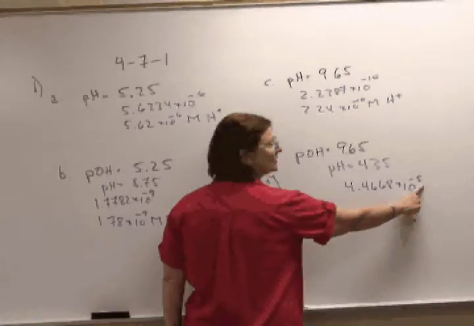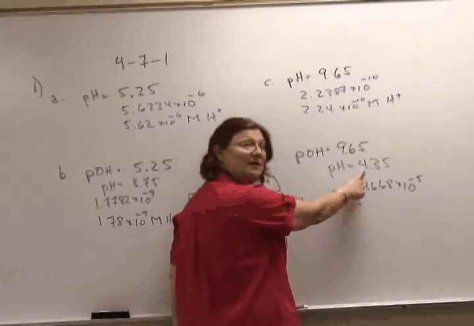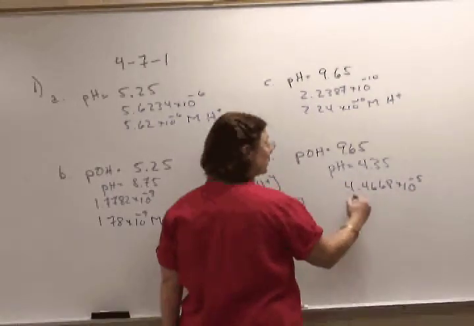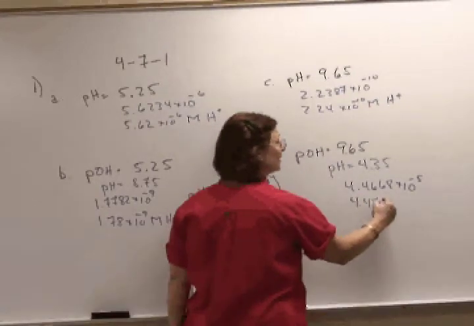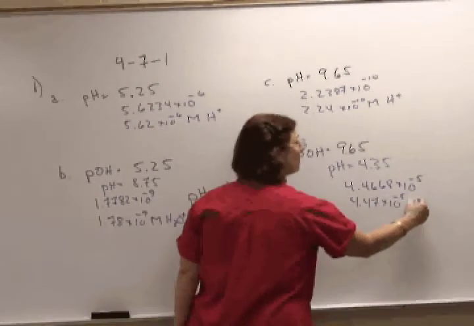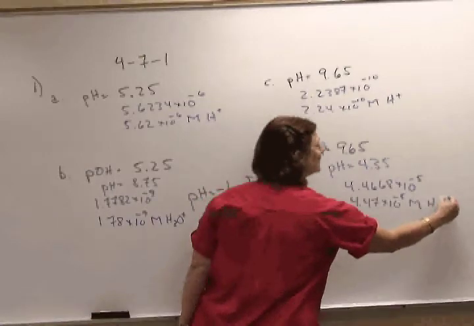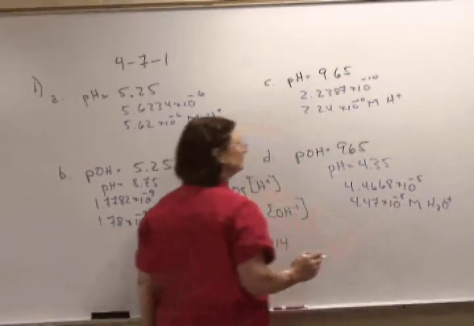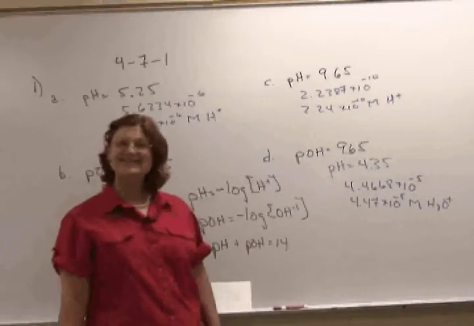Notice that my exponent is normally 1 digit higher than the number I had. I round it to the hundredths place, so I get 4.47 times 10 to the negative 5th molar hydronium ions. And that's how you do number 1.